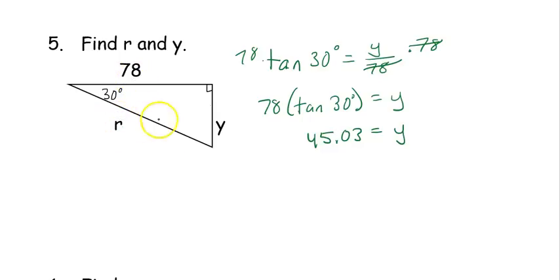Adjacent and hypotenuse go with cosine. So I'm going to set up an equation. Cosine of 30 degrees equals adjacent over hypotenuse, so 78 over r. So this fraction is actually upside down from what this one was up here. Still doesn't matter though. The only way to get rid of this fraction is to multiply by the denominator. So in this case, I multiply both sides by r. So I have r times the cosine of 30 equals 78.